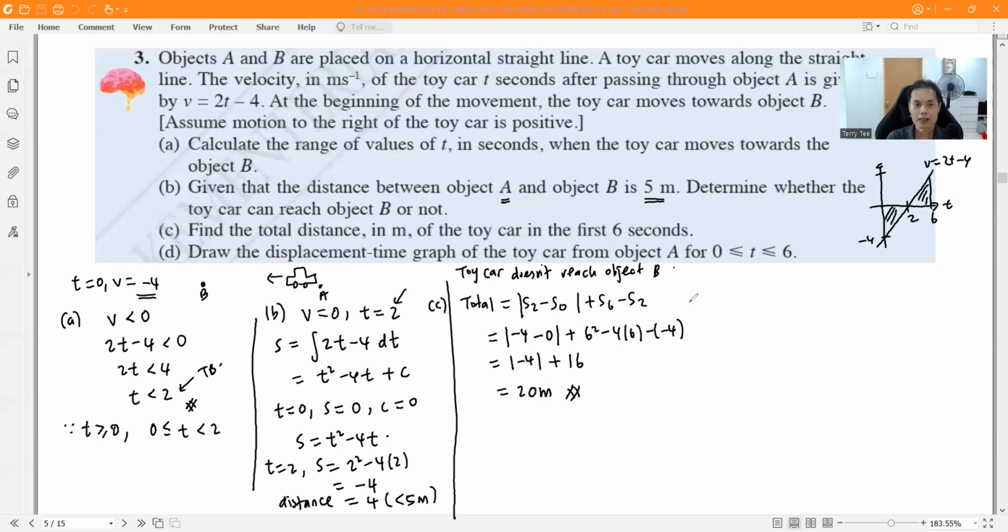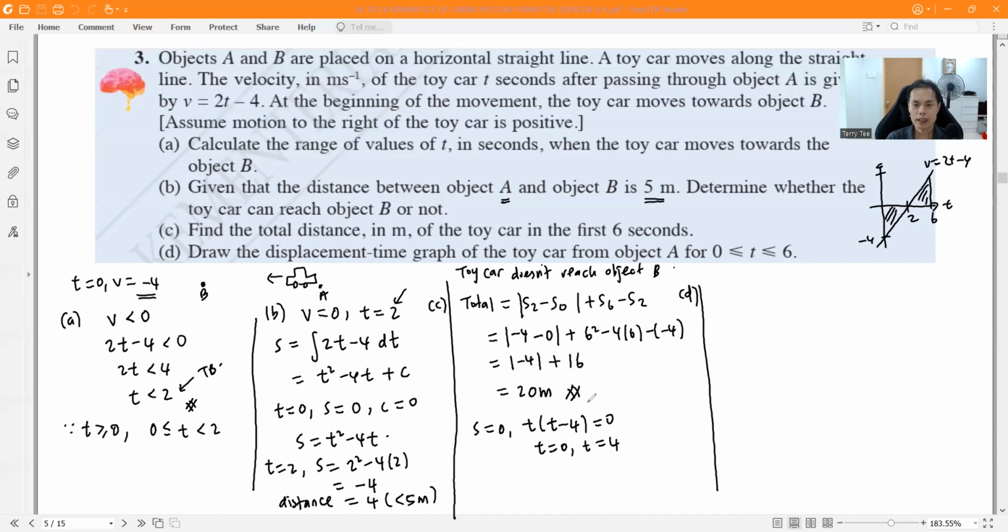All right. Now, next part D, we need to draw the graph. We're drawing a displacement-time graph. The displacement-time graph in this case is a quadratic. Very simple. We can let S be 0, and I factorize directly. This is a simple quadratic equation. Let it be 0, t is either 0 or 4.